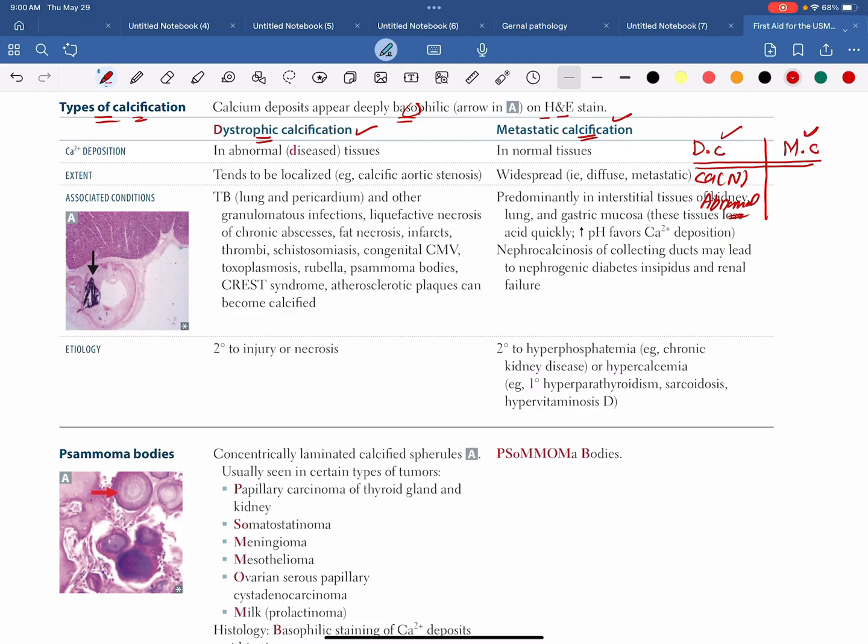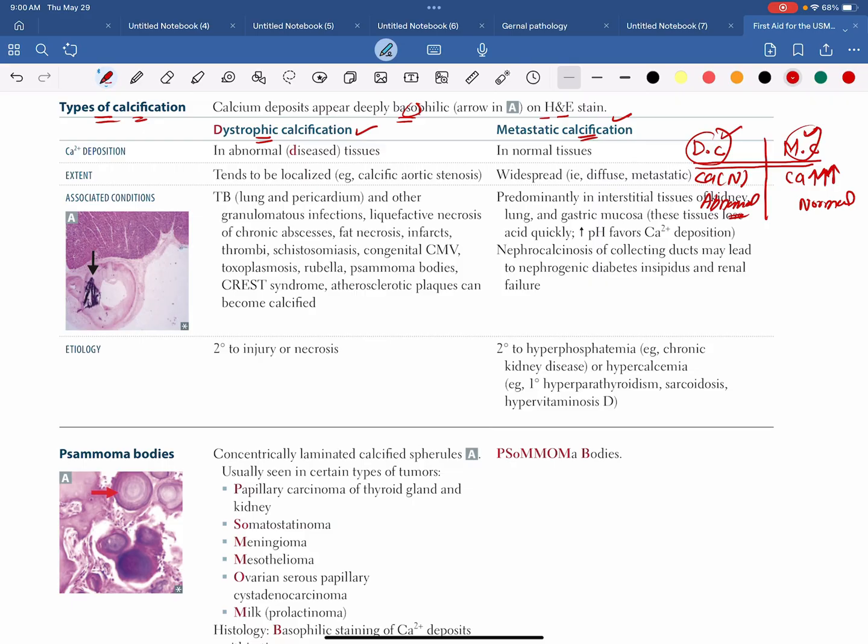Then after that we have the metastatic calcification. In metastatic calcification, your blood calcium is increased, your blood calcium is more, but the tissues on which the calcium is deposited are normal, those tissues are not diseased. So this is the basic difference between the dystrophic and the metastatic.